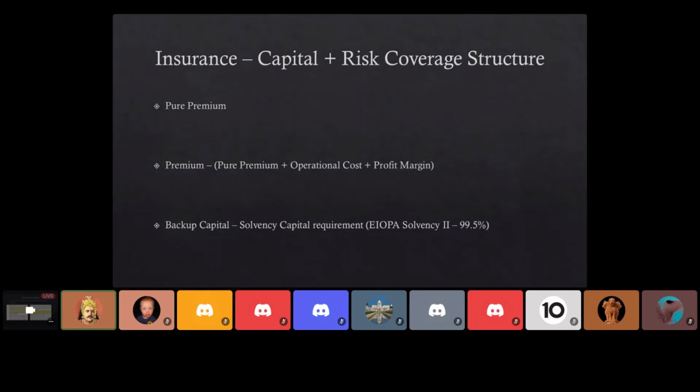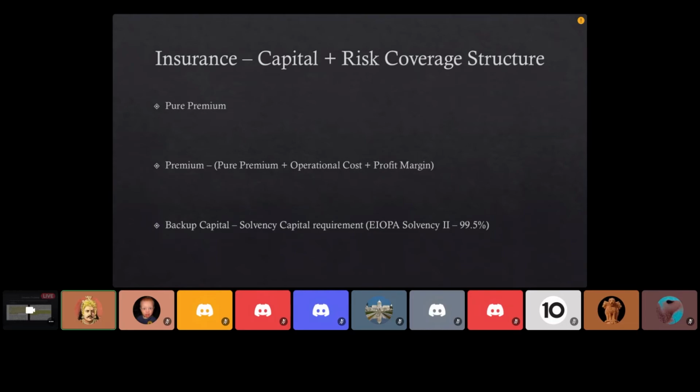So based on that, only pure premium will be decided and premium will be decided. But there is a chance that some unexpected risk can happen at the same time. So that is where there should be a backup capital to alleviate those risks that are happening without the expectations of the community. So this is where EIOPA Solvency II norms, that is directly from Europe.